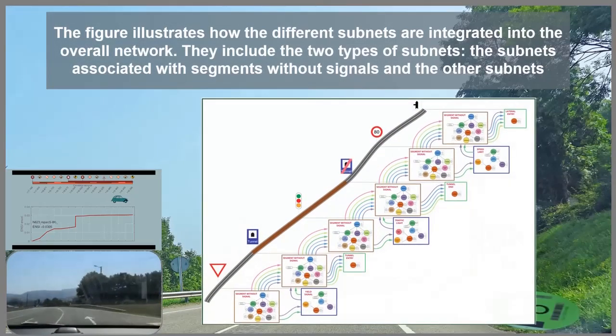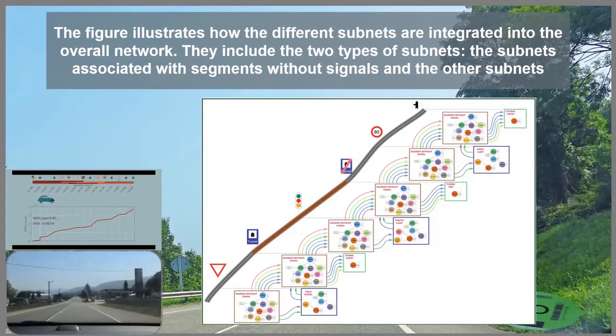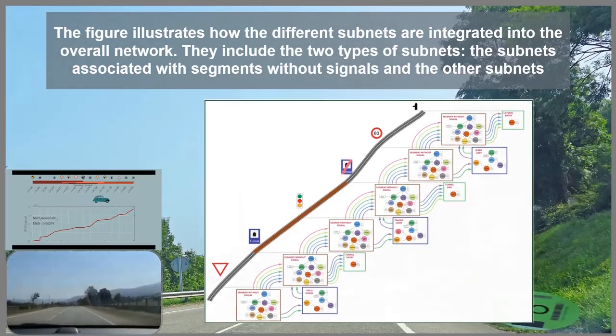The figure illustrates how the different subnets are integrated into the overall network. They include the 2 types of subnets: the subnets associated with segments without signals and the other subnets.